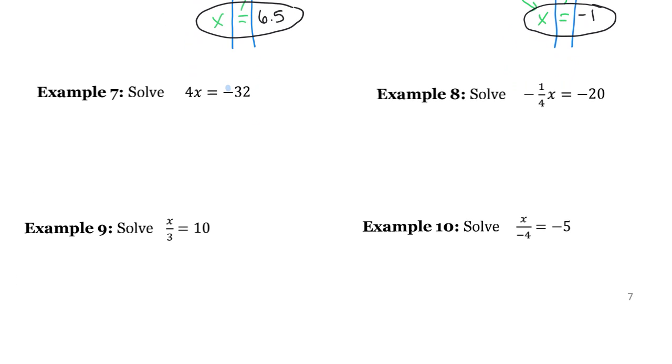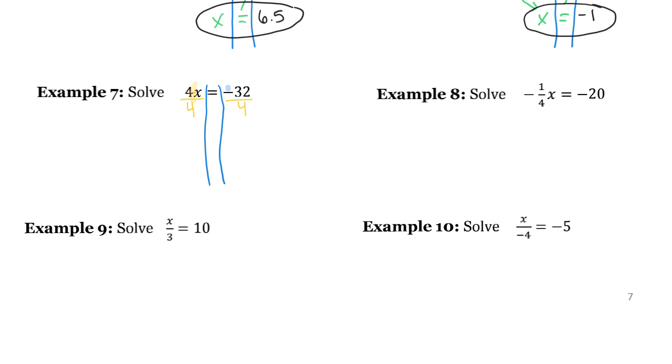Okay, so looking at example 7, again, draw the river. What operation is happening here? What operation is happening in between this 4 and the x? Technically, there's a multiplication symbol there, right? So what's the opposite of multiplying? That's division. So dividing both sides by 4.